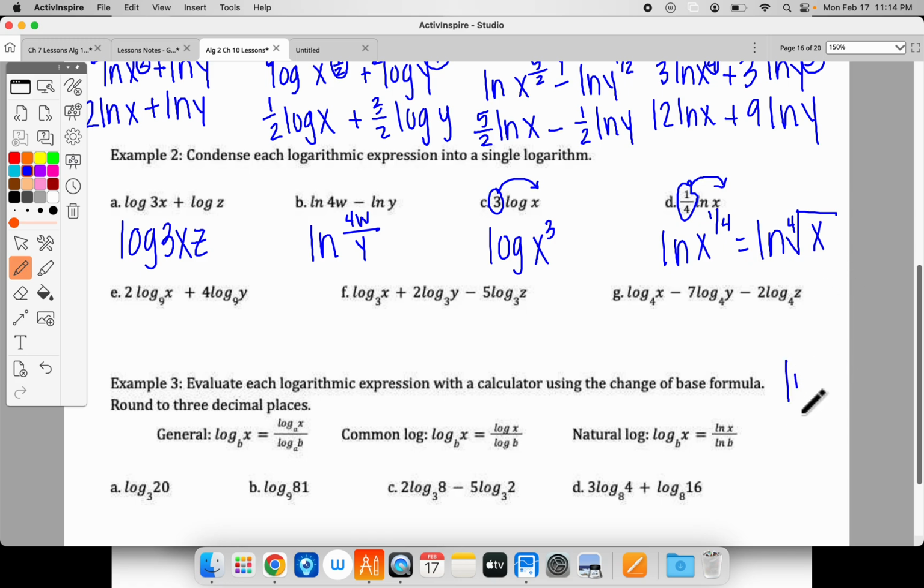If that had been like ln of x to the 2/5, the bottom number is your root number. So that would be the 5th root, and the top number would stay in the exponent.